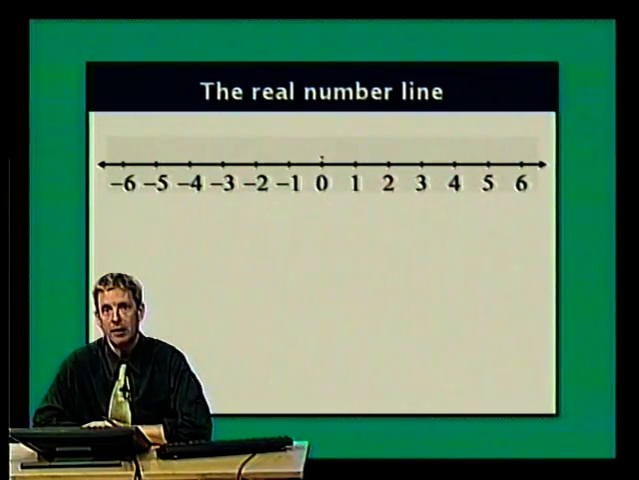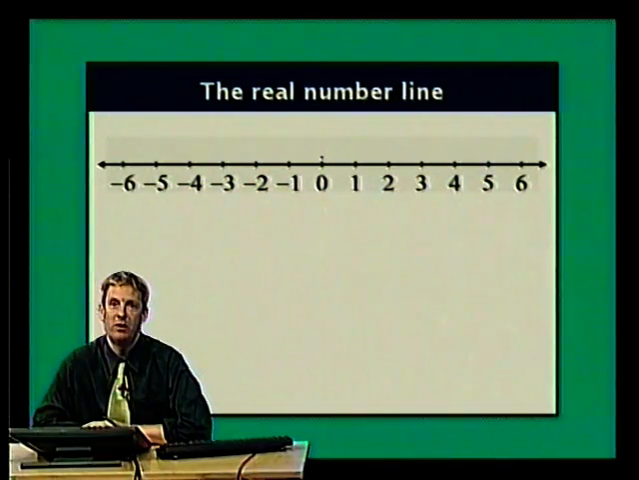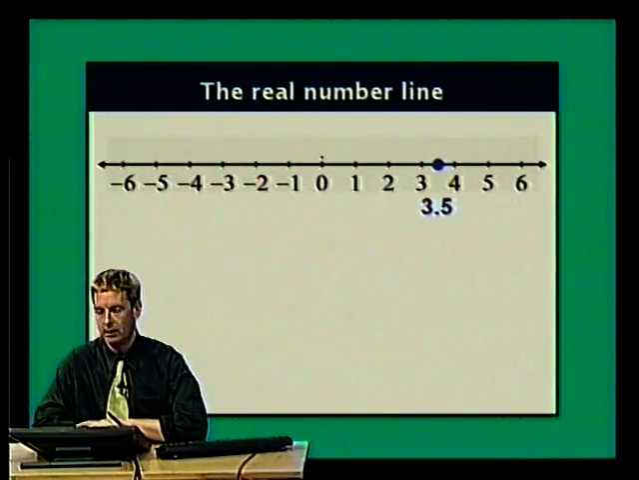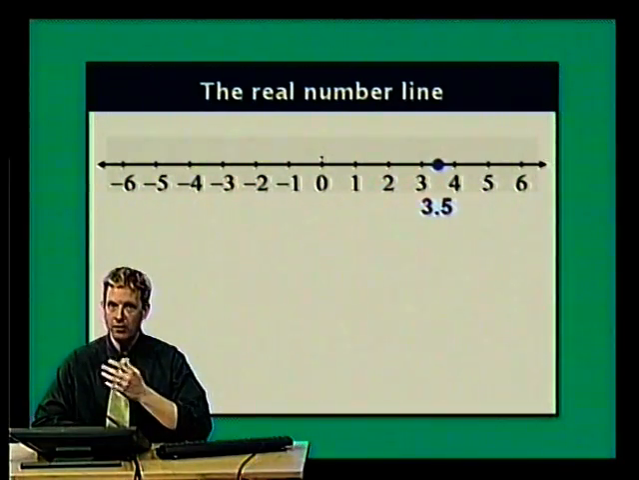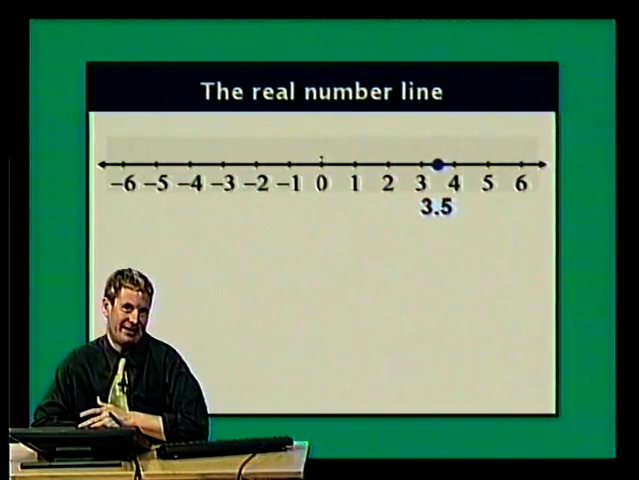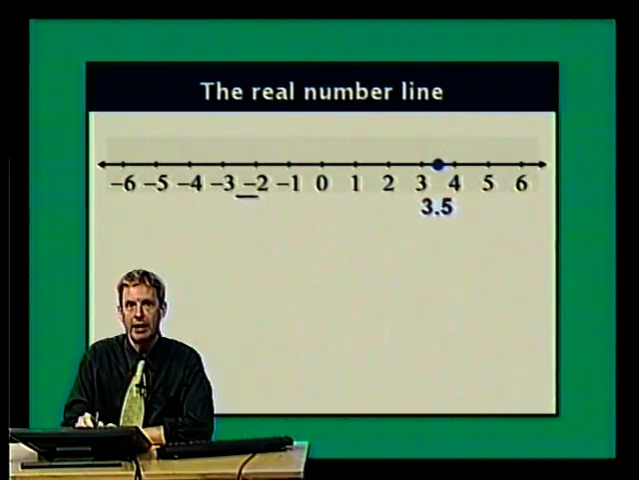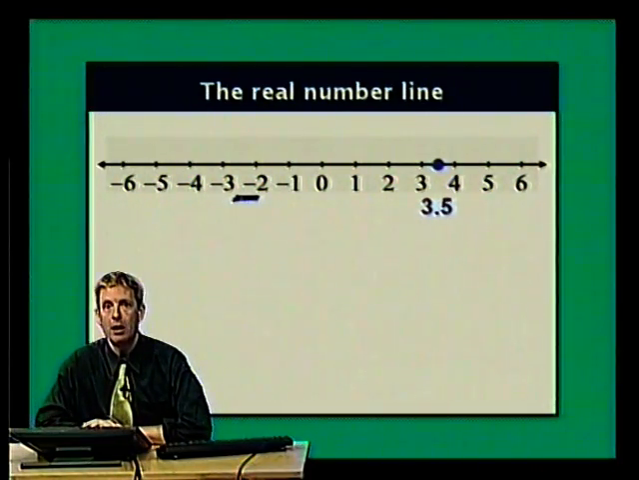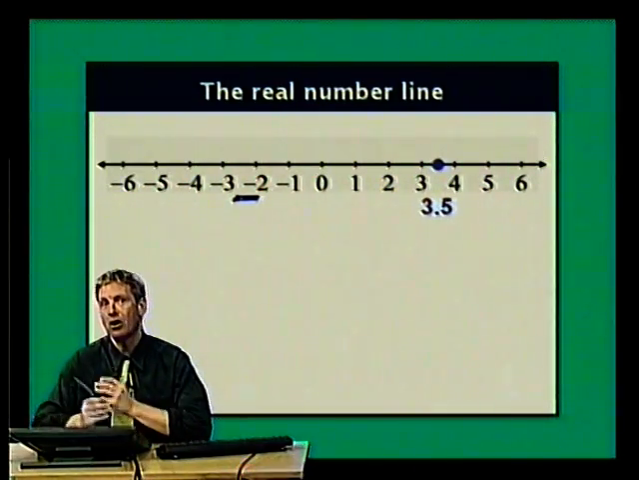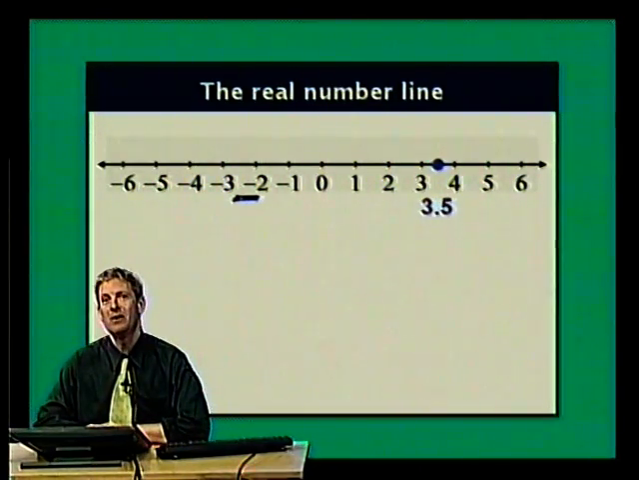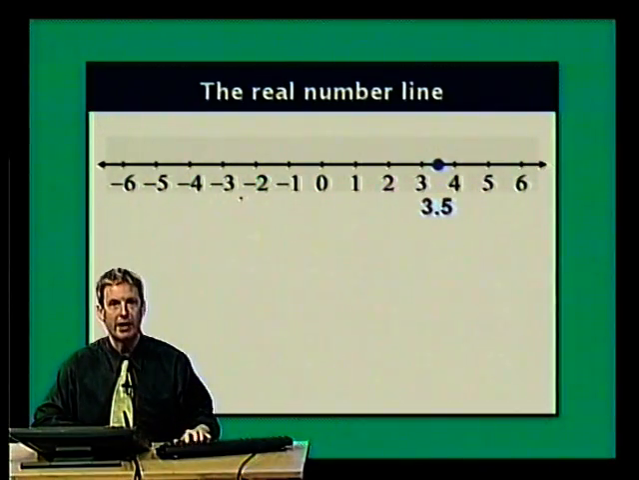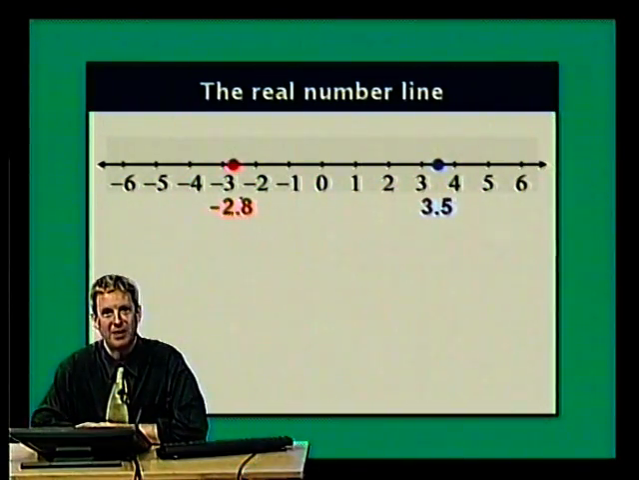For example, there's a point that's halfway between 3 and 4, and that would be associated with the number 3.5. We also could find a point associated with, let's say, -2.8. And the point associated with -2.8 would have to lie somewhere between -3 and -2. But since -2.8 is closer to -3 than -2, we need to make sure that we draw a point that is closer to -3 than it is to -2.